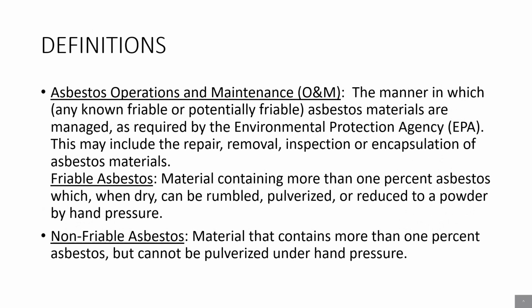Asbestos Operations and Maintenance, or O&M, is the manner in which any known friable or potentially friable asbestos materials are managed as required by the U.S. EPA. This may include the repair, removal, inspection, or encapsulation of asbestos materials. Friable asbestos is material containing more than 1% asbestos, which when dry can be crumbled, pulverized, or reduced to a powder by hand pressure. Non-friable asbestos are materials that contain more than 1% asbestos but cannot be pulverized under hand pressure.